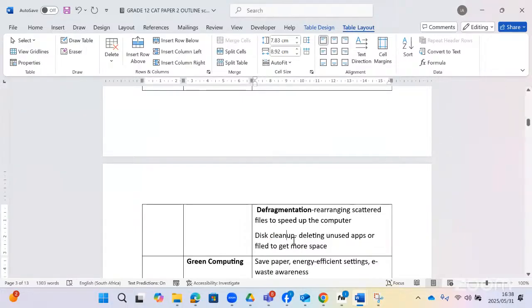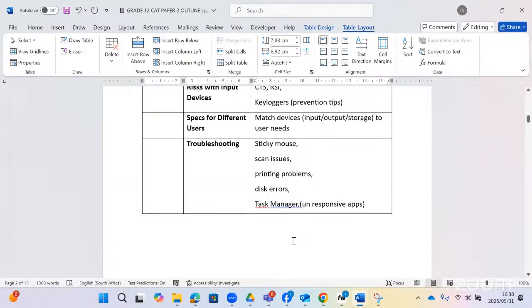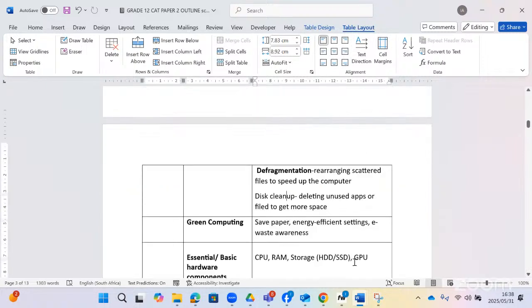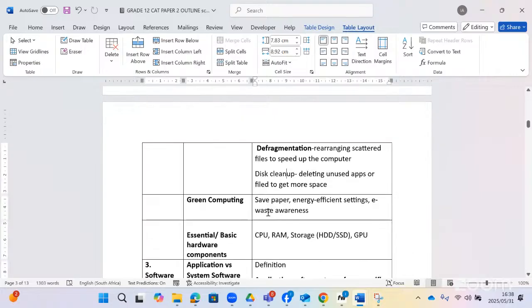Right. So you must know how to compare these, how to troubleshoot them. Questions might also come from that. And then green computing, that is saving paper and other green computing measures. That is being eco-friendly when you are using computers. So you must know that as well.